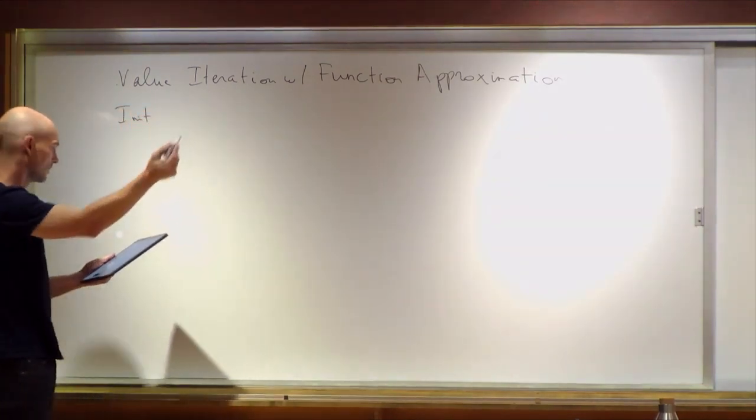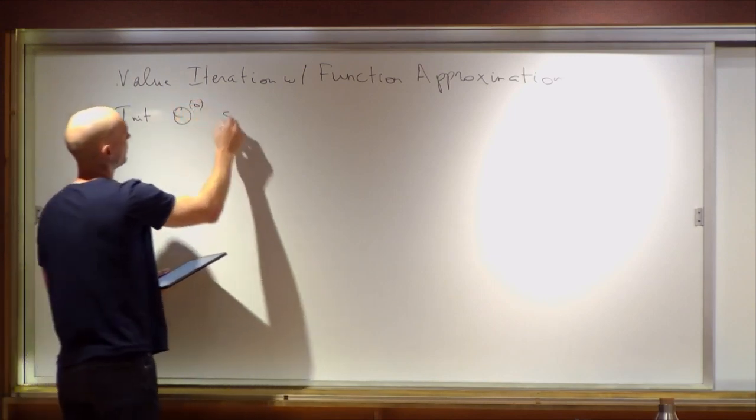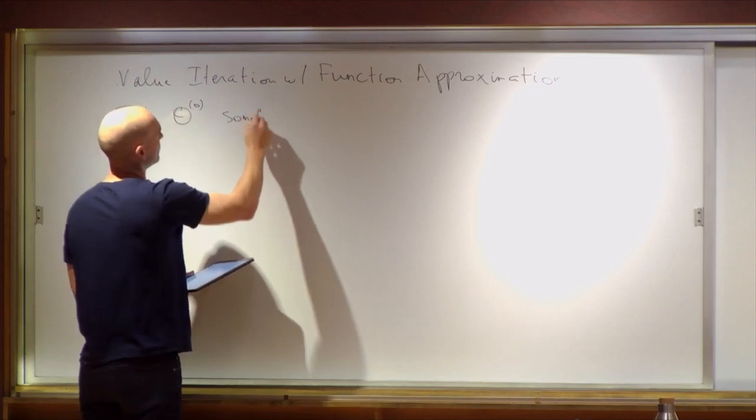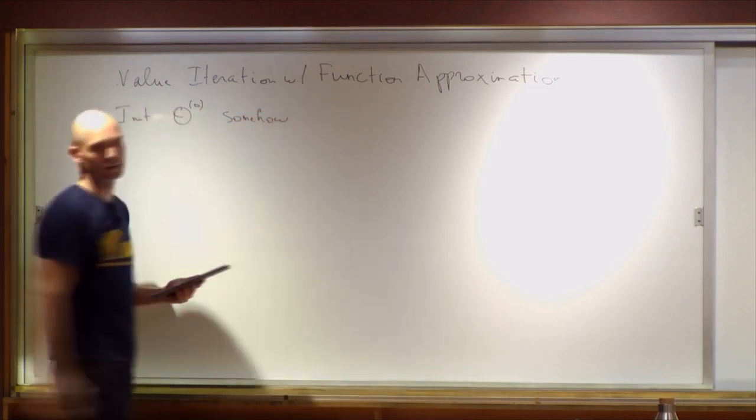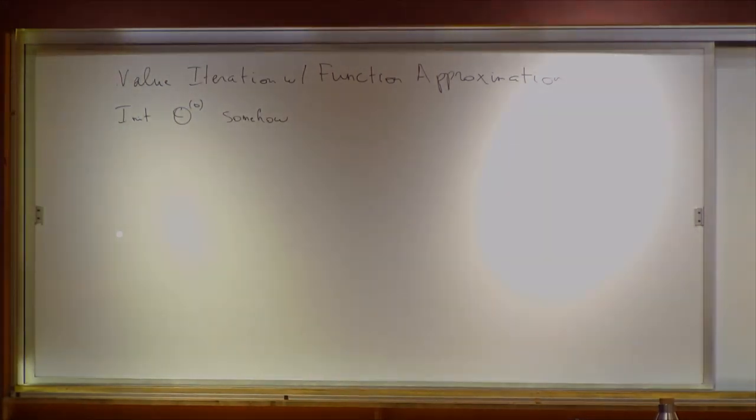We don't have V table, but init theta 0, just somehow. It doesn't really matter. Pick some. If you have a linear function approximator, you could just set it equal to 0 if you want. And then it'll be 0 again, and it'll work as before. If you have a neural net, you're not going to be able to find a setting that always makes it output 0. Or if it does, that's typically not a good setting for a neural net if it always outputs 0. So you just randomly initialize it, a reasonable setting.